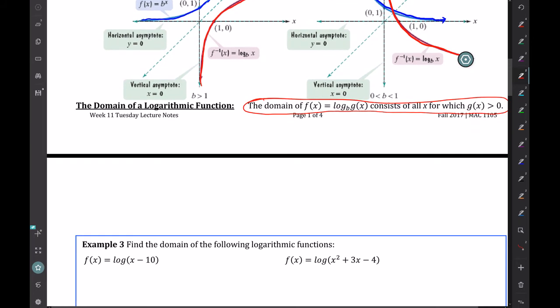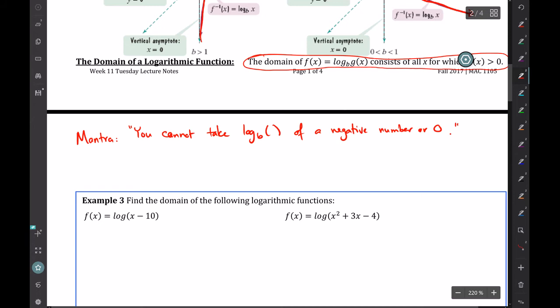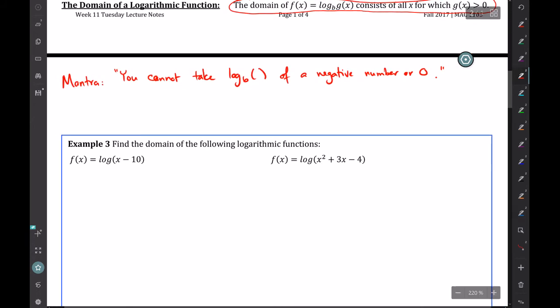So let me just write that down as a kind of a mantra. You should just remember this sentence, that you cannot take log base b of a negative number or 0. Okay, just remember that, and you'll always be able to figure out what the domain of the function is. So in the first case, we have log base 10 of x minus 10.